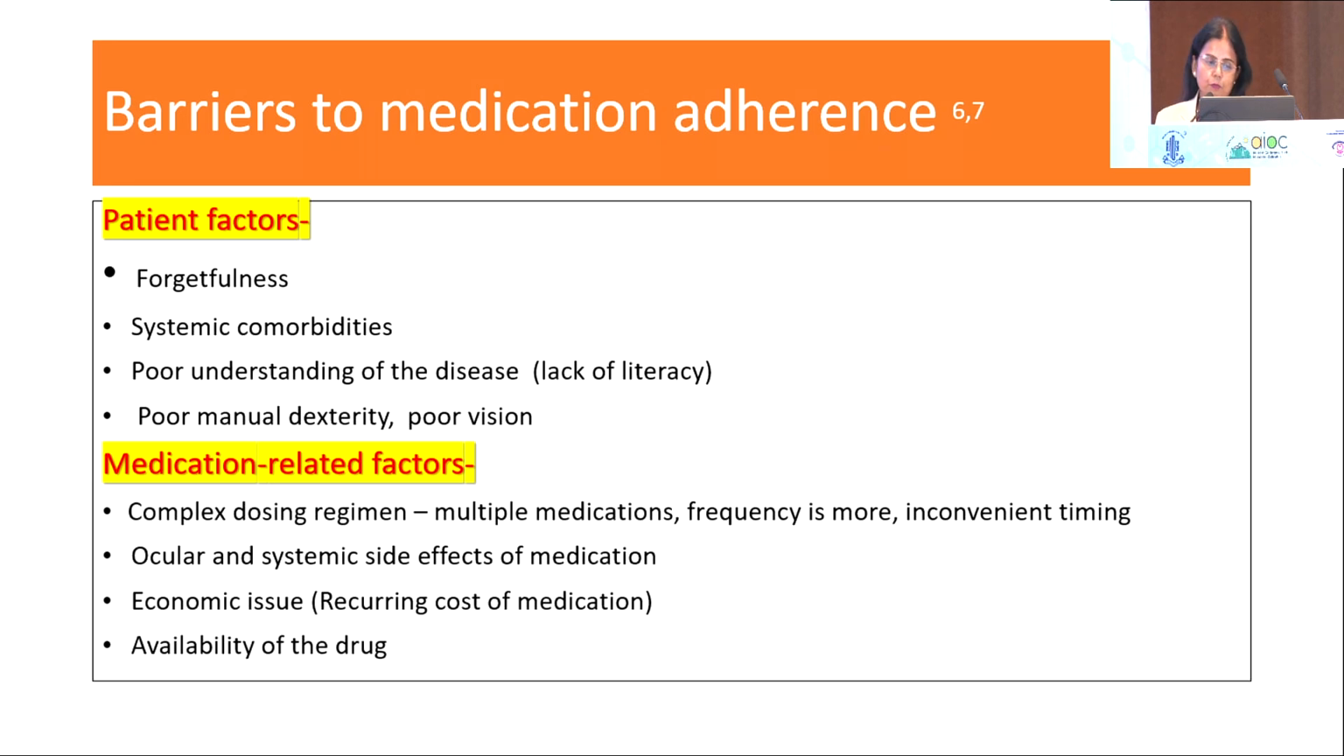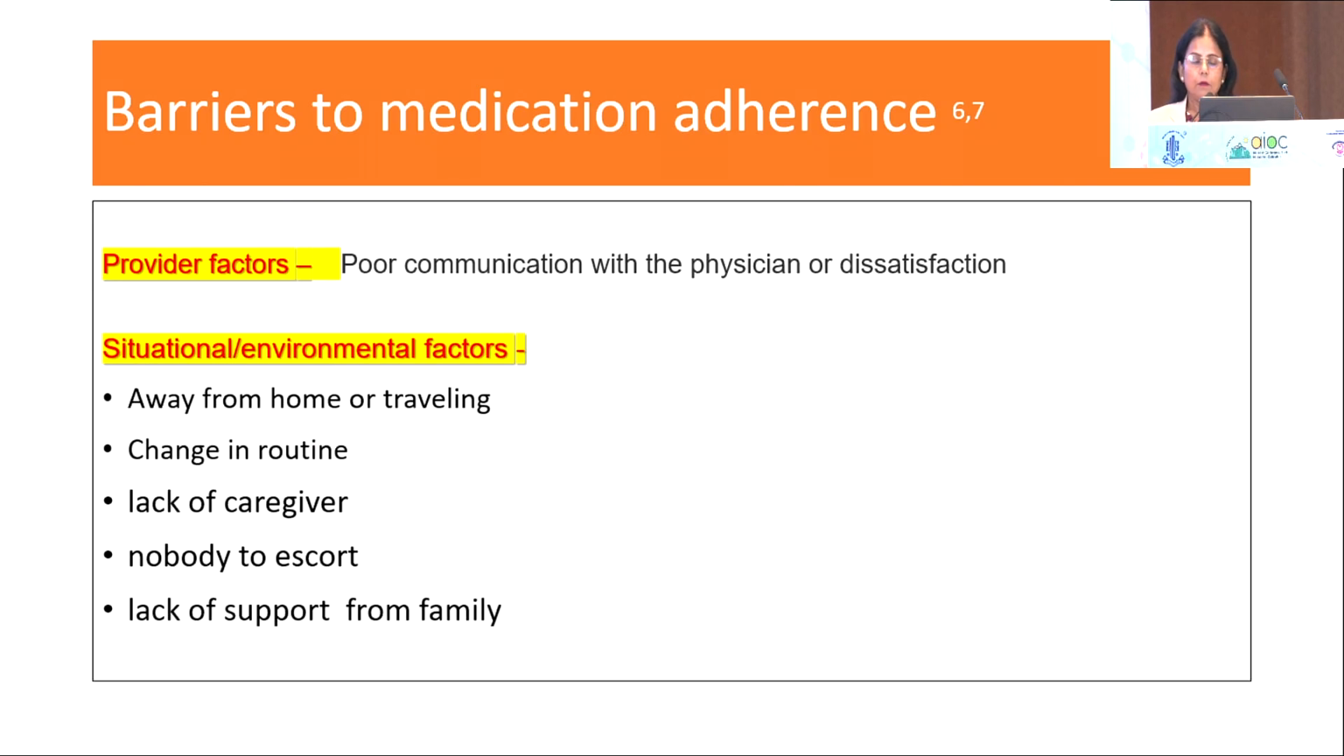Economical issue is the most important. There's a recurrent cost of medicine involved because they have to use drops for a longer duration of time. They have to buy the medicines every time, and they are costly medicines. So cost is an important factor, and sometimes for patients residing in remote areas, availability of the drug may be a factor. Doctors prescribe a particular brand, the patient may not get that brand, and may stop using the drop because availability is not there. We have seen this in COVID times when drugs were not available and patients missed the dosage.